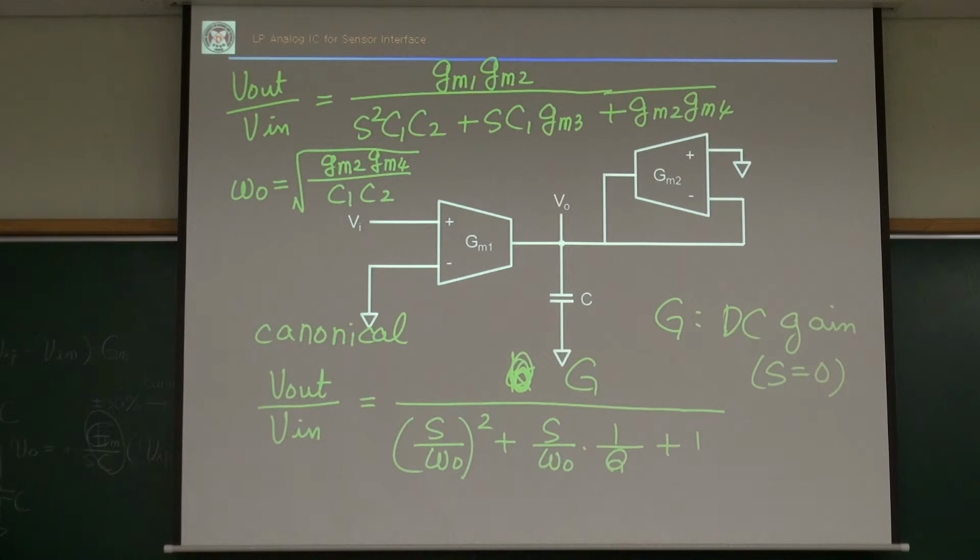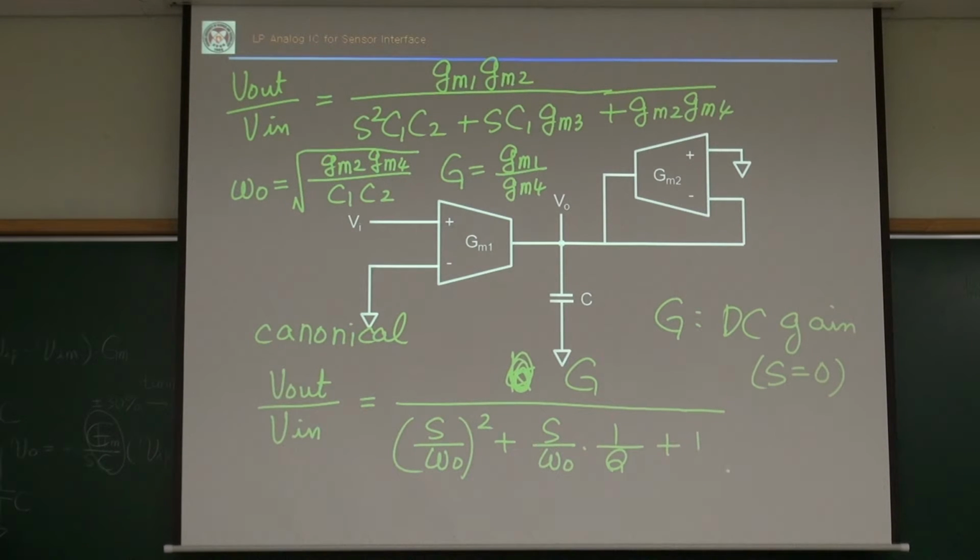And then what's my Q? Okay. Yeah, what's my gain? DC gain is just GM1 over GM4. Okay, that's my DC gain. Then I can calculate the omega 0.